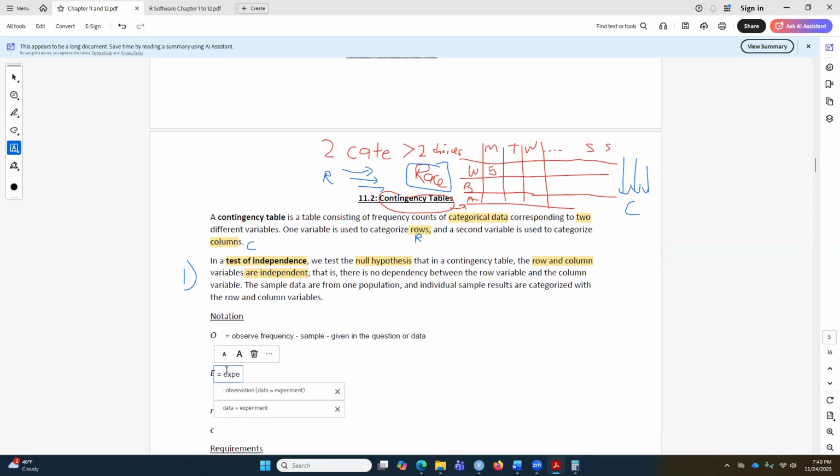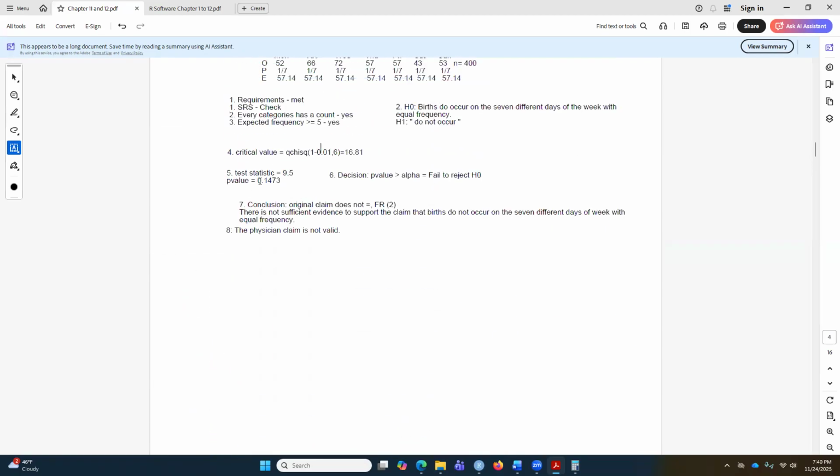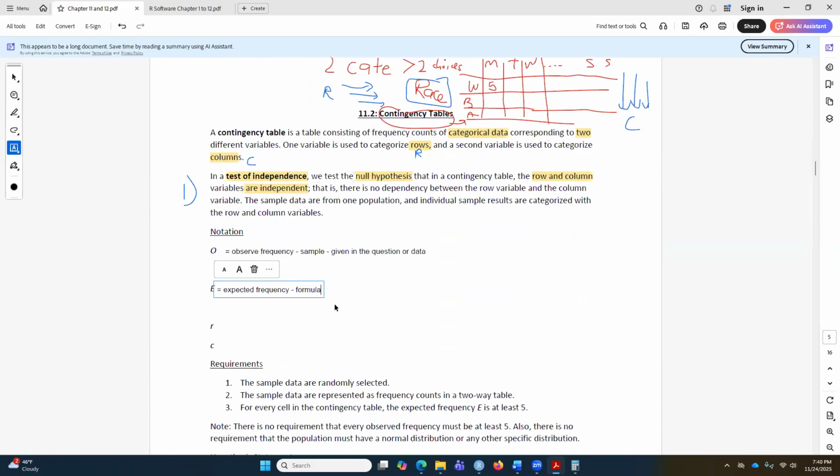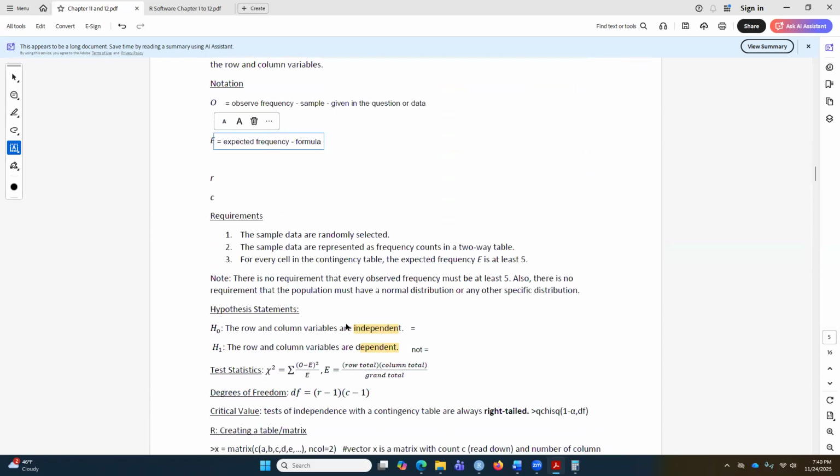E in this case is called the expected frequency. This is what we are expecting to get. There is a formula to do this. If you remember last time, the formula to find your expected frequency is N times P. But the formula to find this one is a little bit more involved. Not difficult, it's just a little bit more.